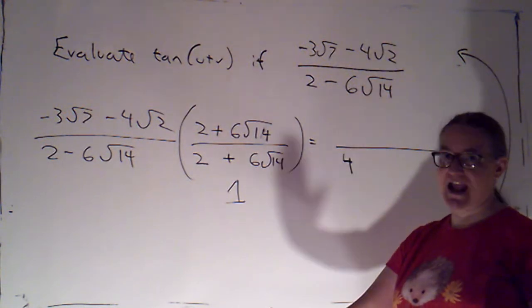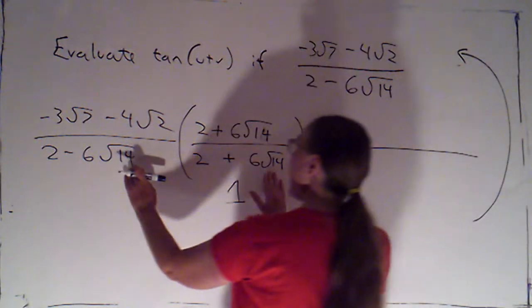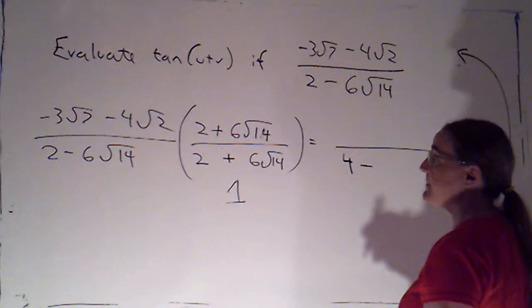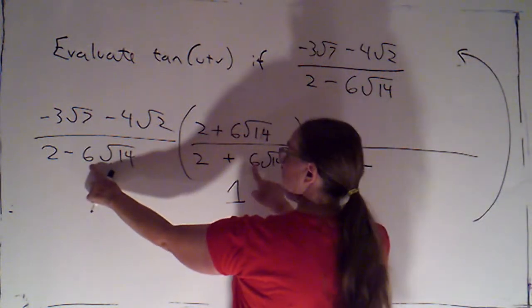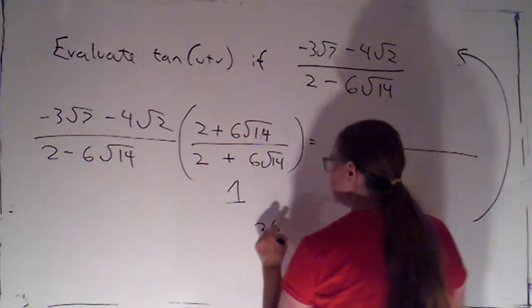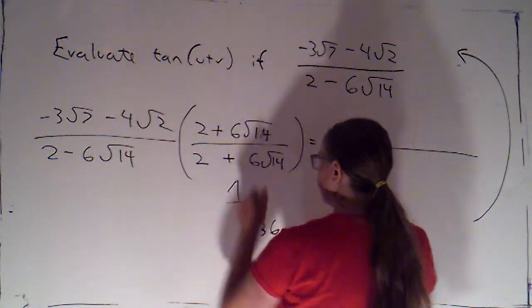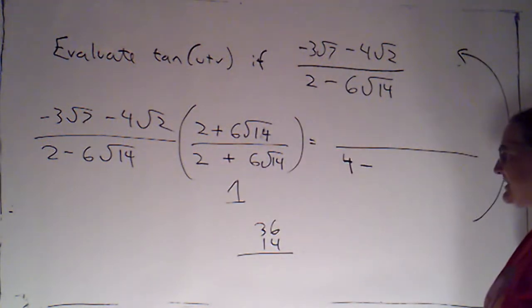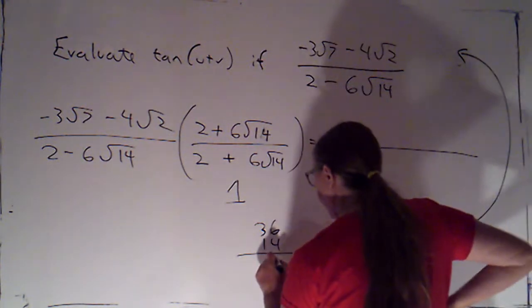Those go away. And then my last terms, it's going to be a negative, because it's a negative times a positive. 6 times 6 would give me 36. Root 14 times root 14 would give me 14. So I'm getting 36 times 14. Let's work that out.